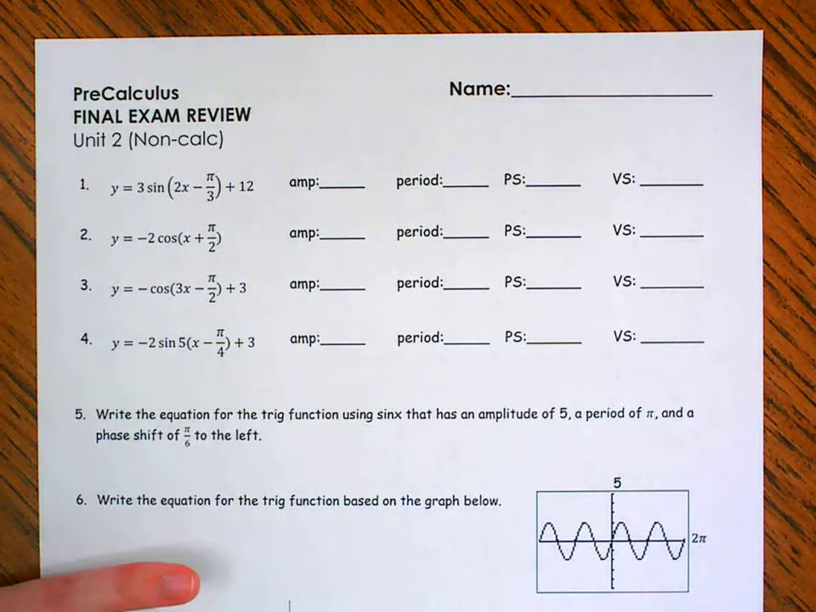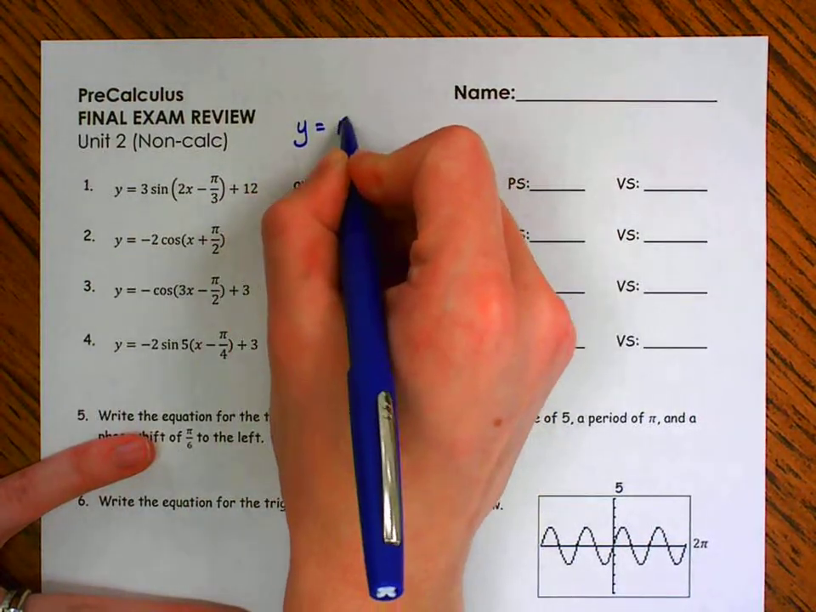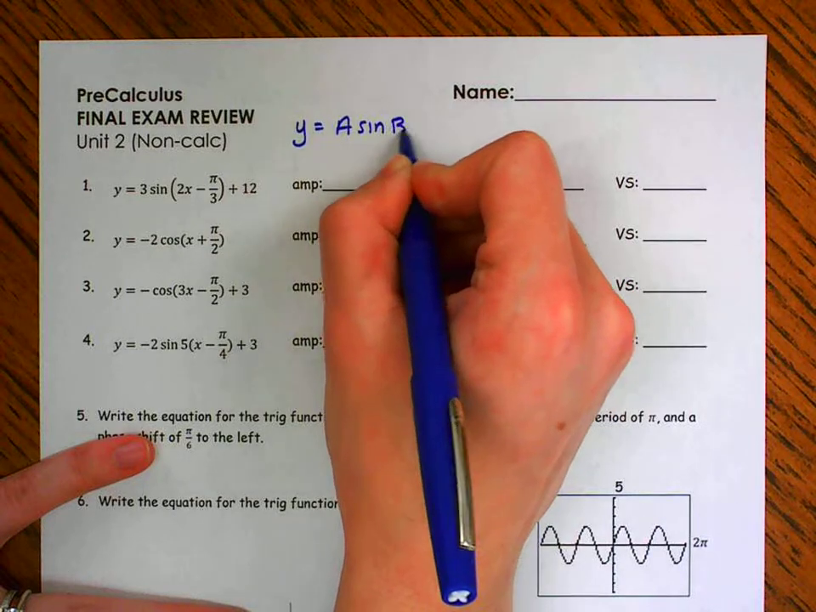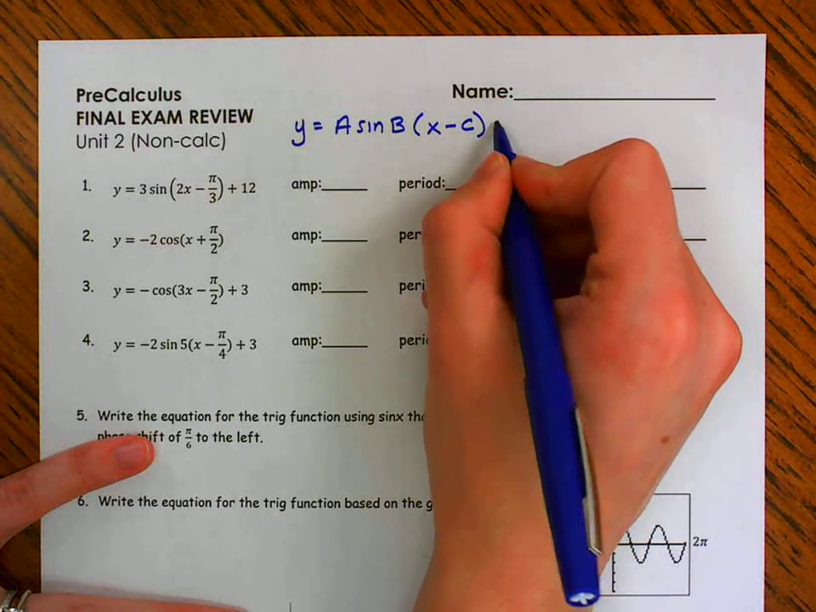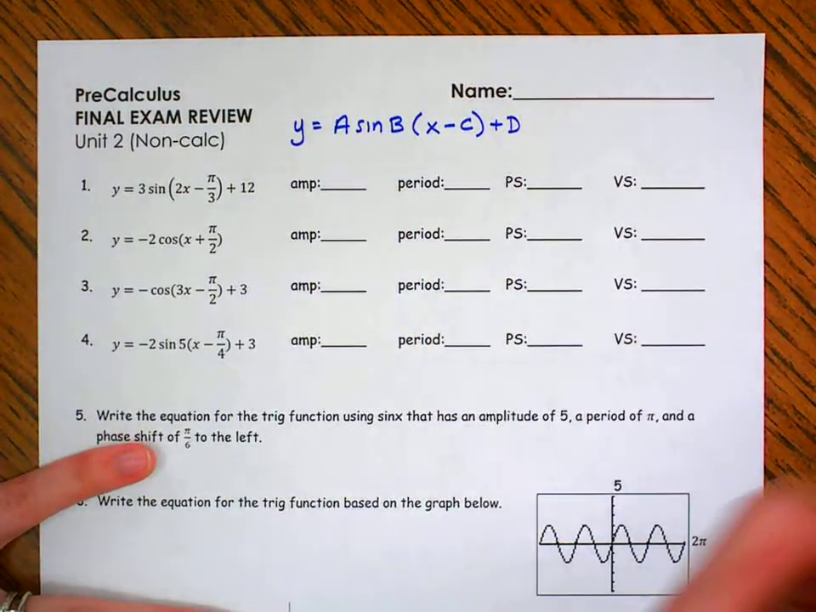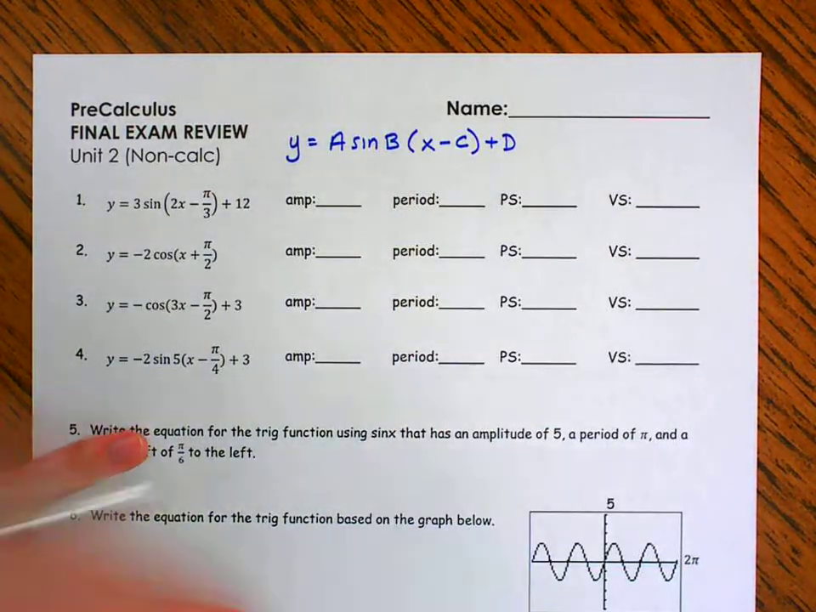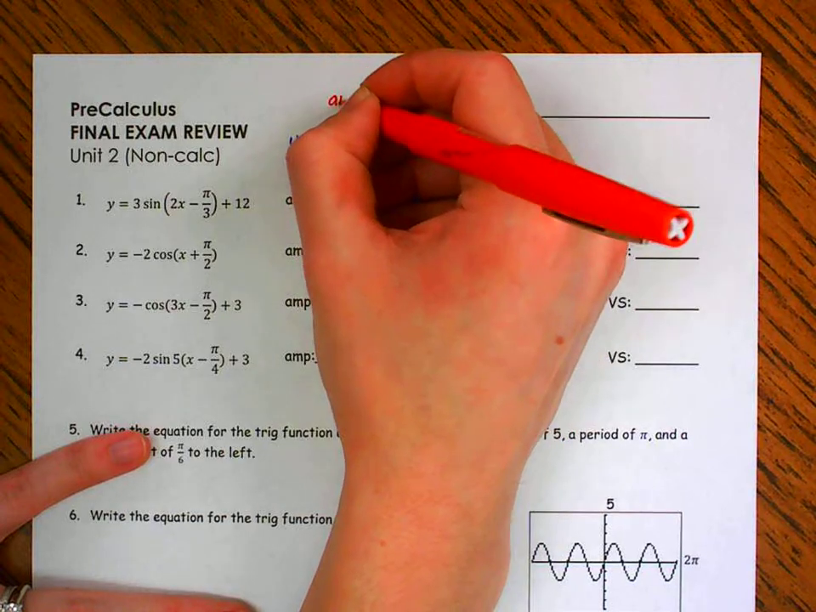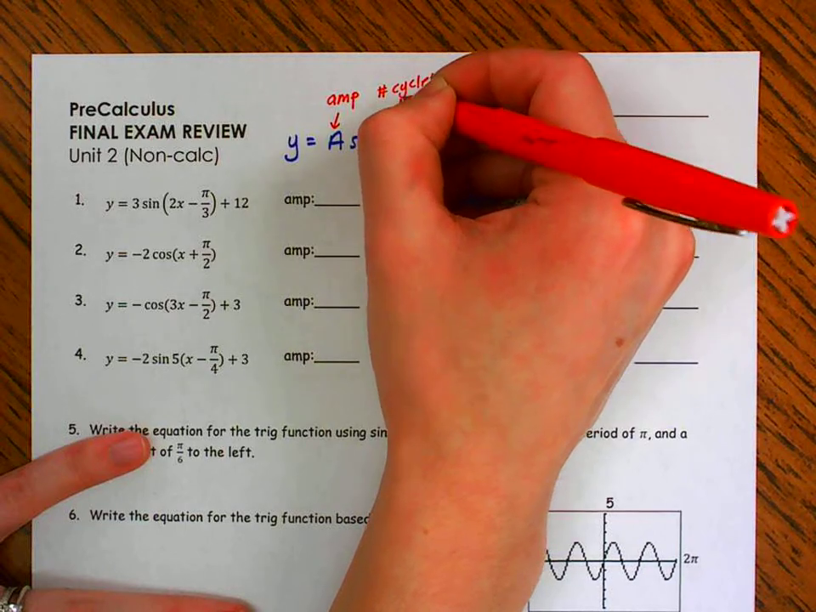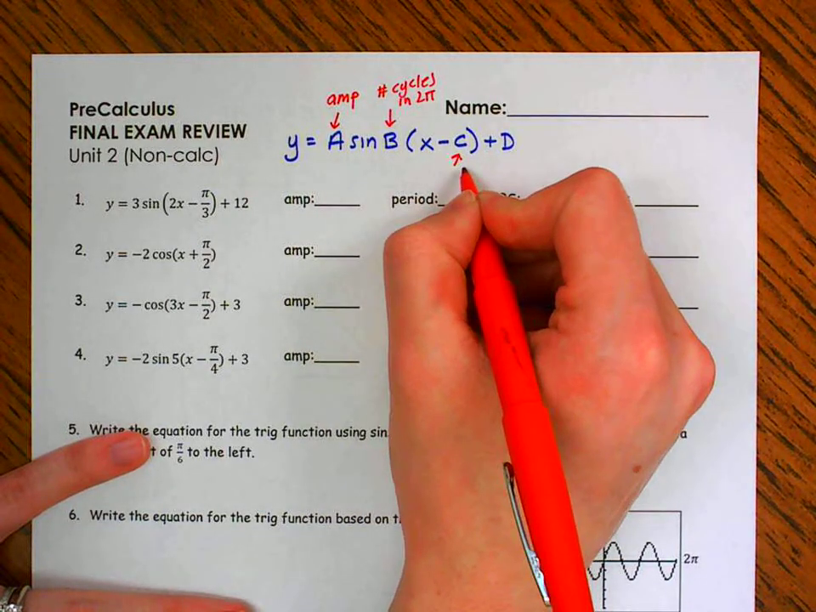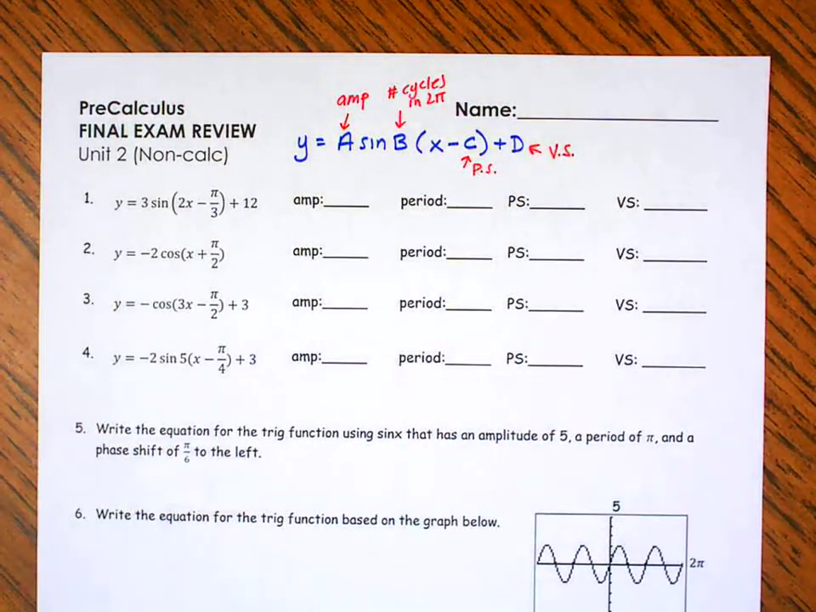If I have a formula, I'm going to use sine as my example, but this is true for cosine too. It should look like this. Notice the b is factored out. This is my amplitude. This is my number of cycles, 2 pi. This is my phase shift, and this is my vertical shift. So that just gives you a starting point for where all these things are coming from.